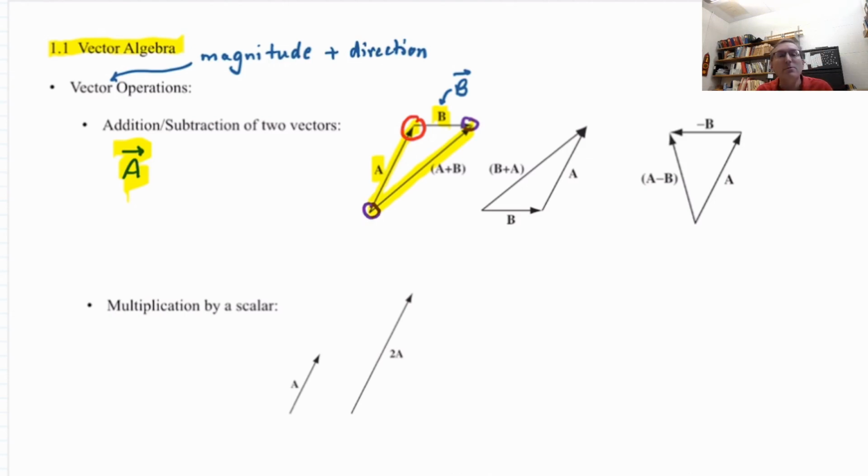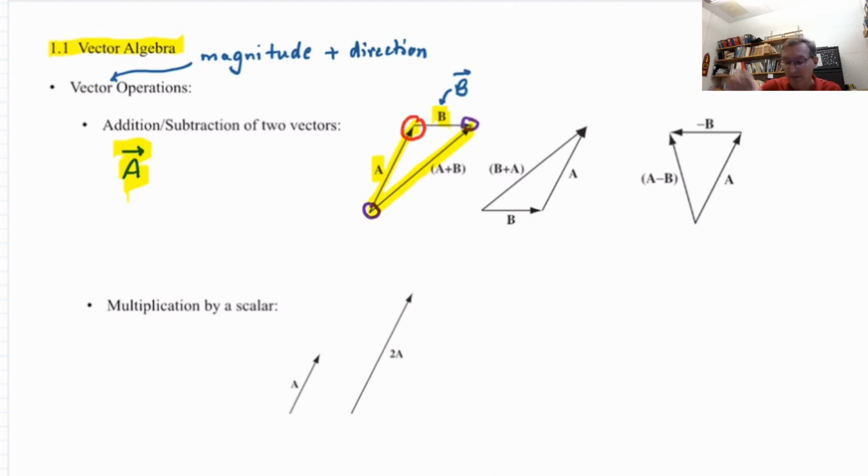Note that the magnitude of A plus B is not the magnitude of A, that would be the length of the A arrow, plus the magnitude of B, the length of the B arrow. That would be scalar addition. Vector addition is different from scalar addition.